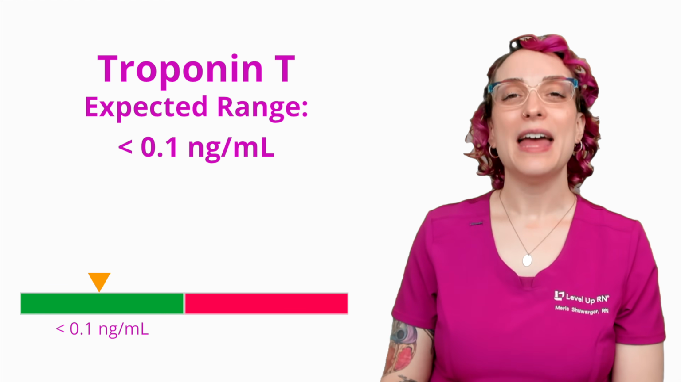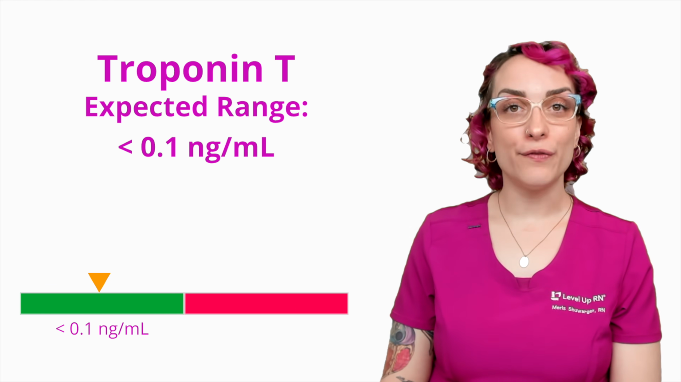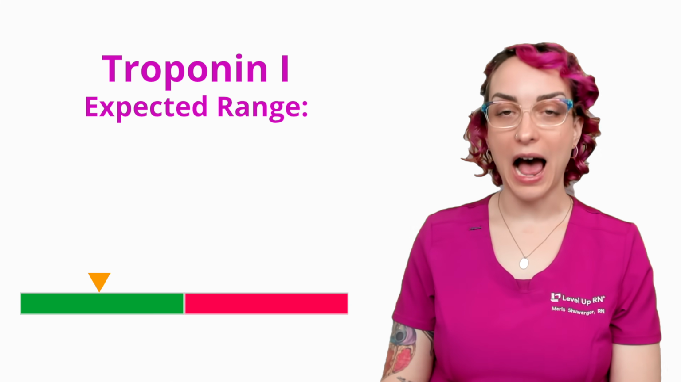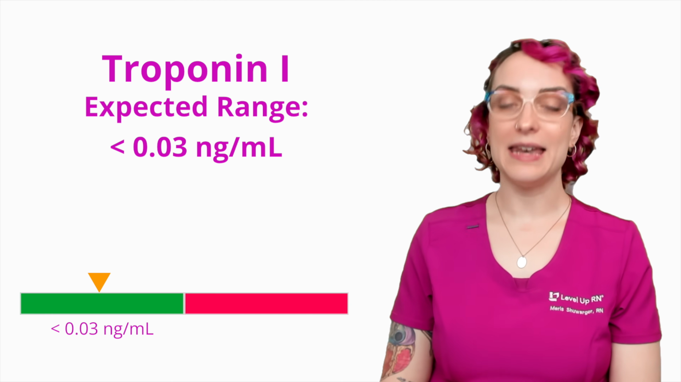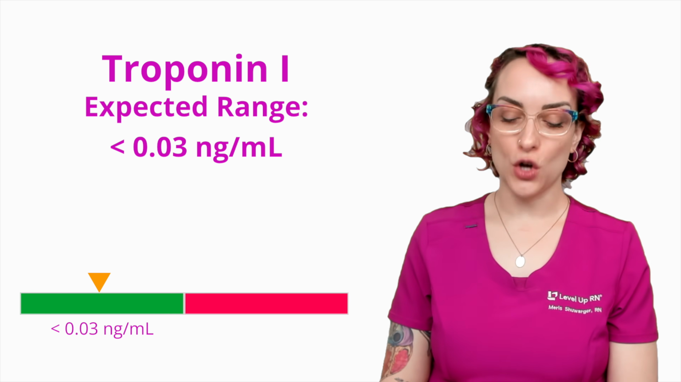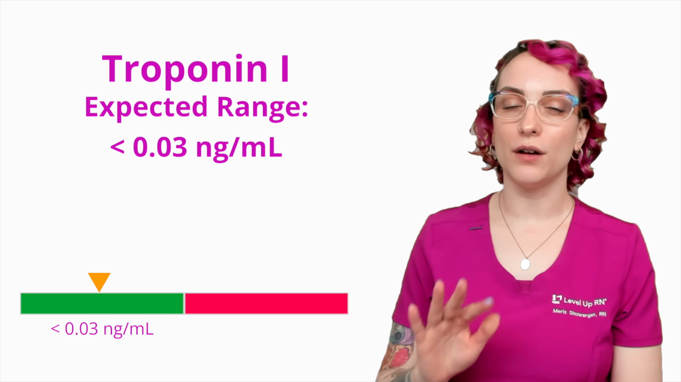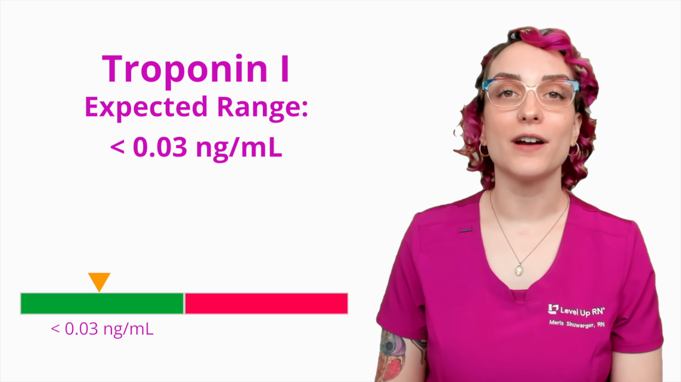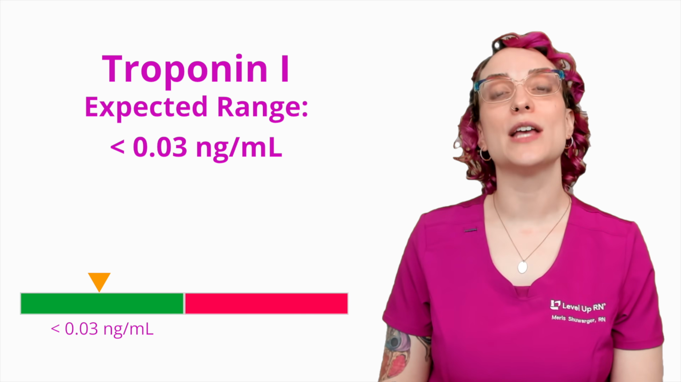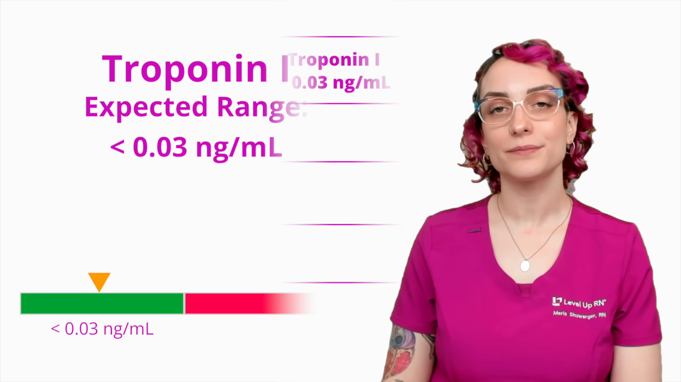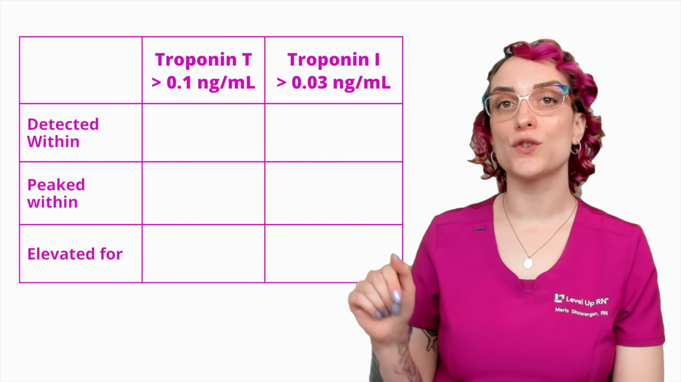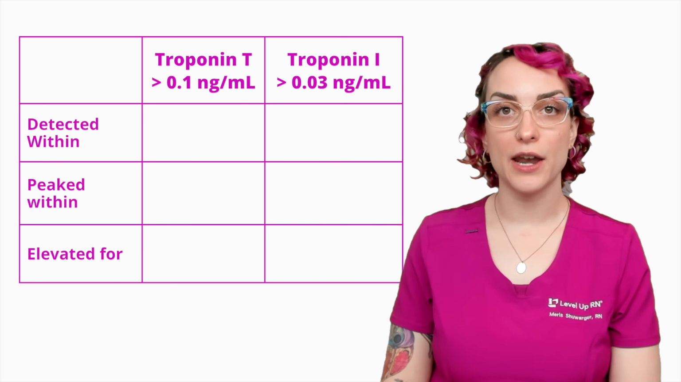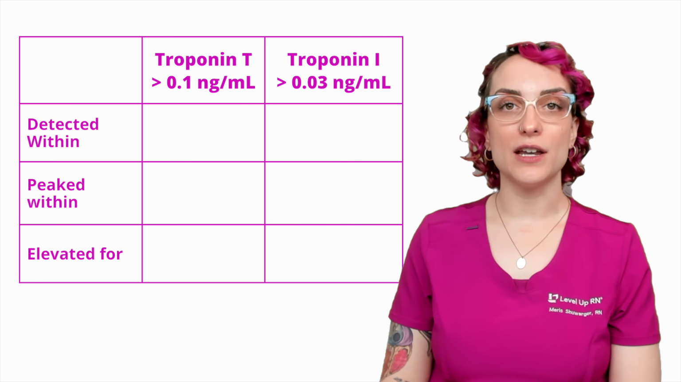Now, the specific expected range for troponin I is going to be less than 0.03 nanograms per ml. So a slightly different read there, but the point here again is we are as close to zero as we possibly can be. Now, let's talk about some of the different ways that troponin is going to work in our blood when it is elevated.